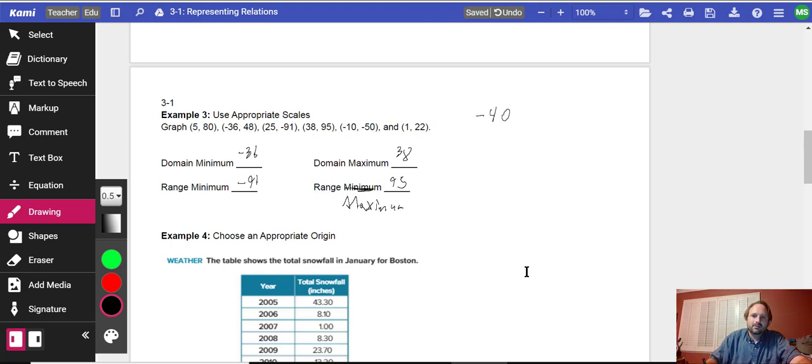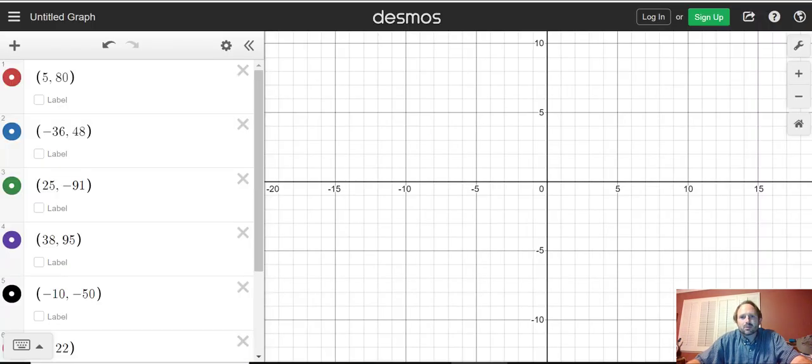So here's the domain. The domain is going to be in between negative 40 and 40. Now my range, I'll probably have it between, round down, negative 100 to 100. Well, let's go over there. Let's go to Desmos and look at it.